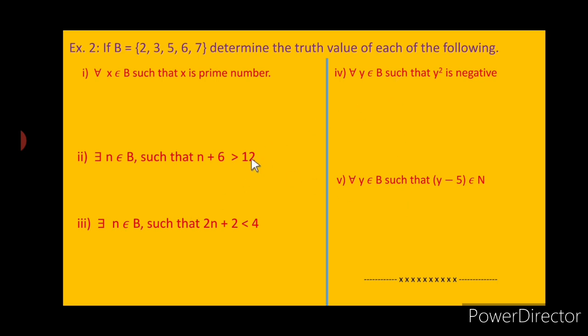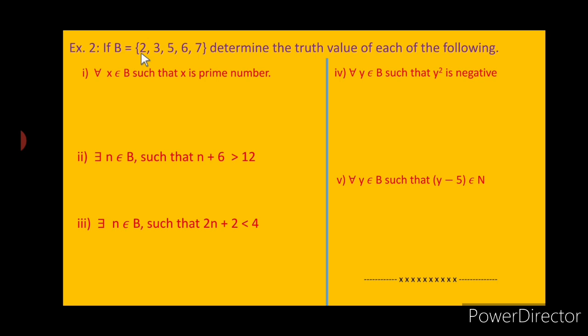Understood? In the previous question they had referred to the set of natural numbers. Here the set is set B, which has only 5 elements in it. So let us start. Now, for every x, or for all x belonging to B, such that x is a prime number. Now they have used the quantifier for all. That means all the elements from this set B should satisfy this condition. Even if there is any one element which does not satisfy the condition, then the statement becomes false.